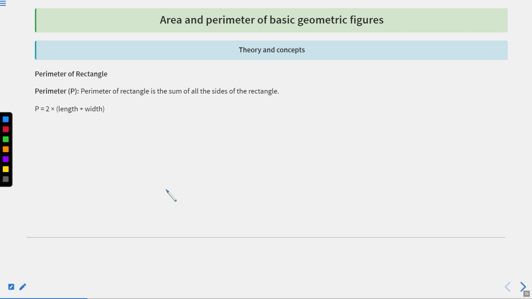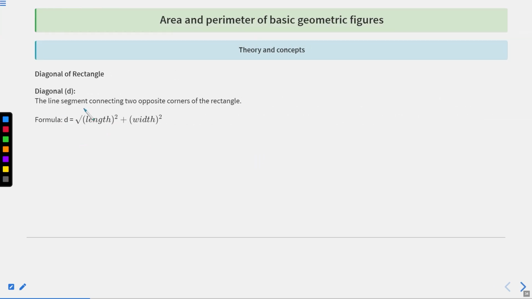So how do you find the perimeter of a rectangle? To find the perimeter of a rectangle, we need length and width and it is given by 2 times length plus width, that is 2(L + W). Whenever a rectangle is given to you and its length and width are known, you can just add them up and take twice. So this is the formula to find the perimeter of a rectangle.